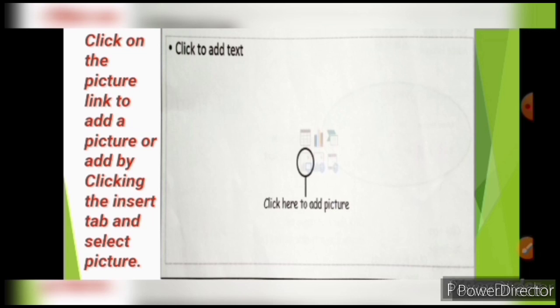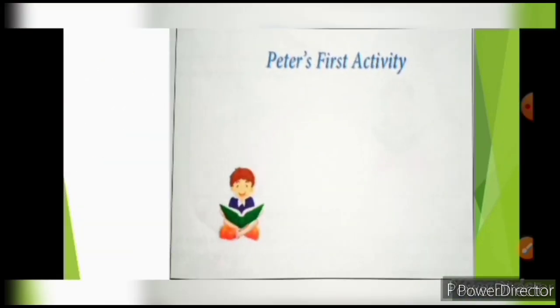You click on it, it will take you to where you can add your picture from your gallery, or you can click on insert at the Windows tab. There will be insert. You can click on insert. I'll show you in the next slides. In the subsequent slide, I'll show you, and you have to click on one of those links to add a picture. Now let's check on the next.